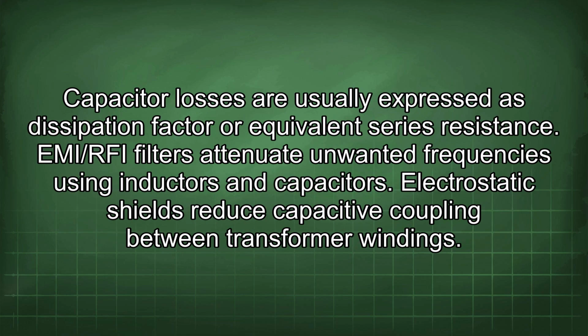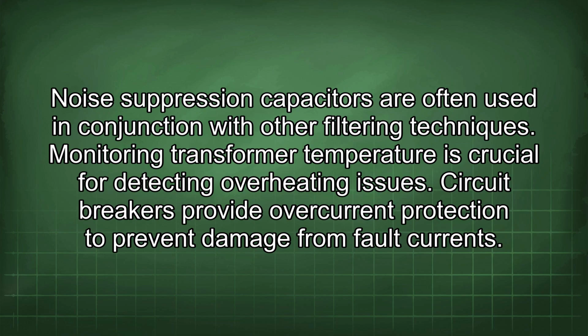Capacitor losses are usually expressed as dissipation factor or equivalent series resistance. EMI/RFI filters attenuate unwanted frequencies using inductors and capacitors. Electrostatic shields reduce capacitive coupling between transformer windings. Noise suppression capacitors are often used in conjunction with other filtering techniques.